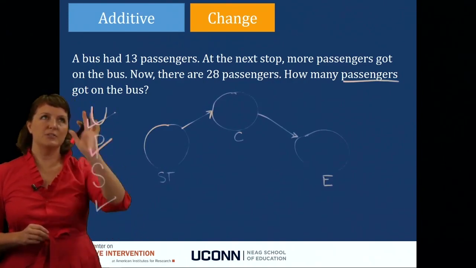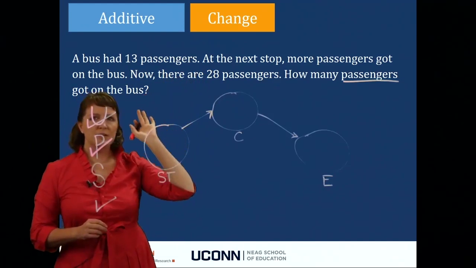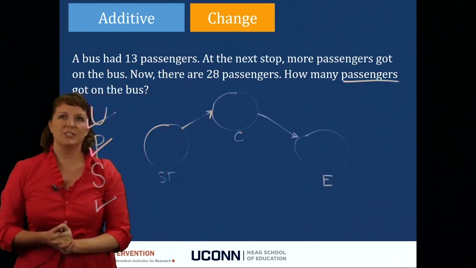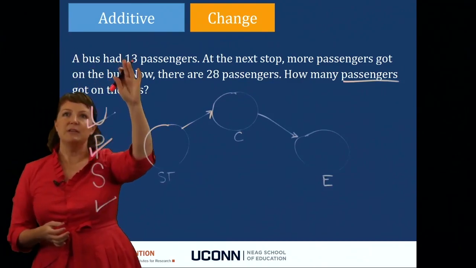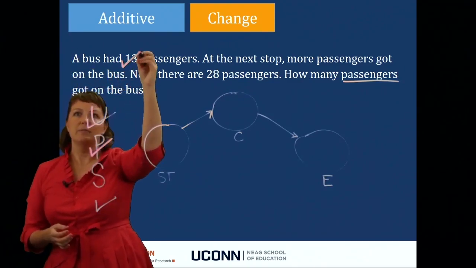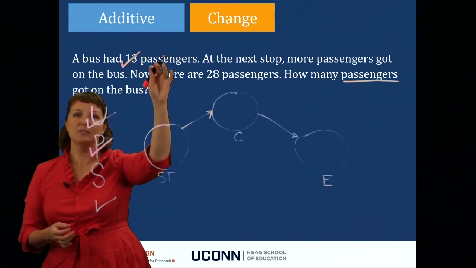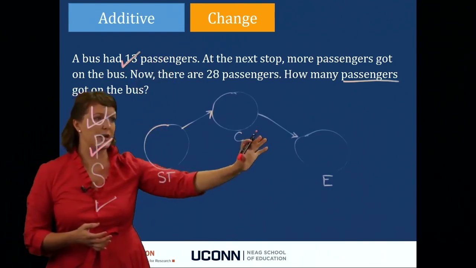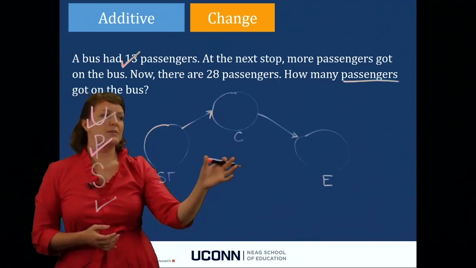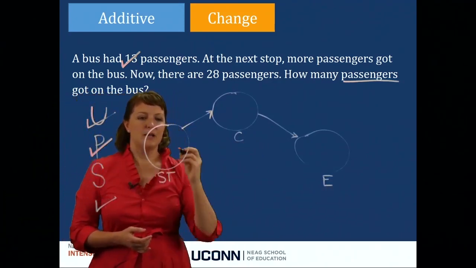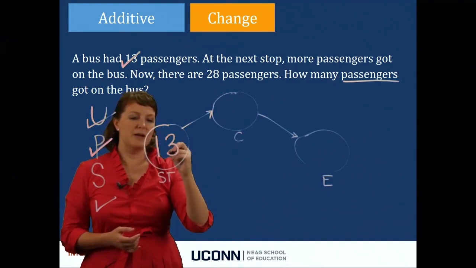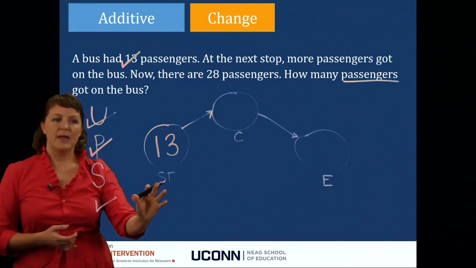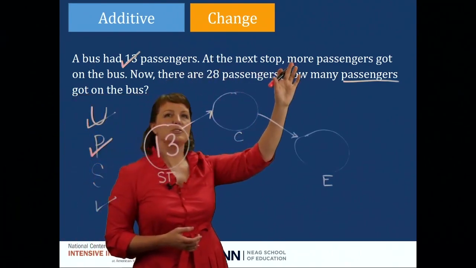So now let's start at the beginning, read, find all the numbers that deal with passengers, and figure out how they fit into this change schema. A bus had 13 passengers. 13 is a number. I'm going to check it off because it talks about passengers, and I need to use that number in this story. So does 13 tell me the start amount, the change amount, or the end amount? It tells me how many passengers were on the bus at the beginning, so I'll write 13 in the box that says start.